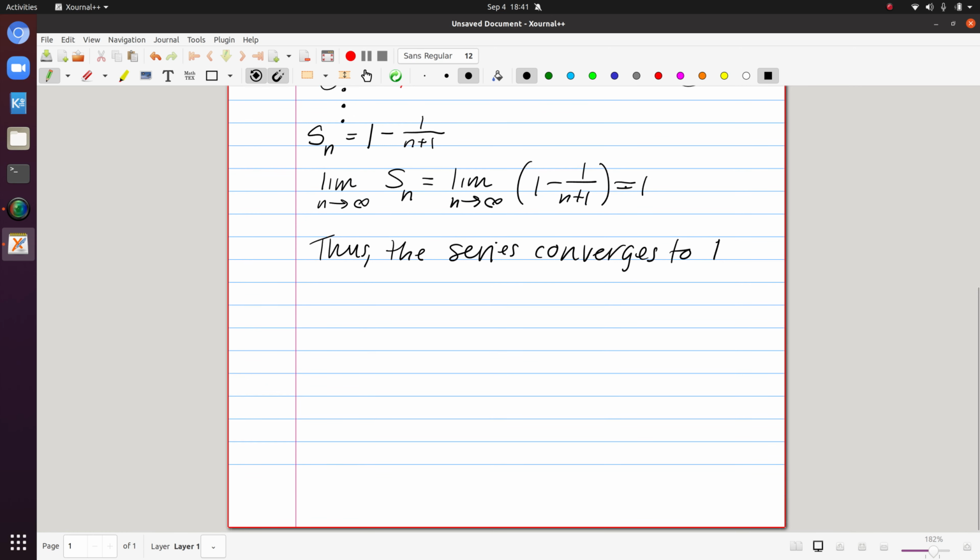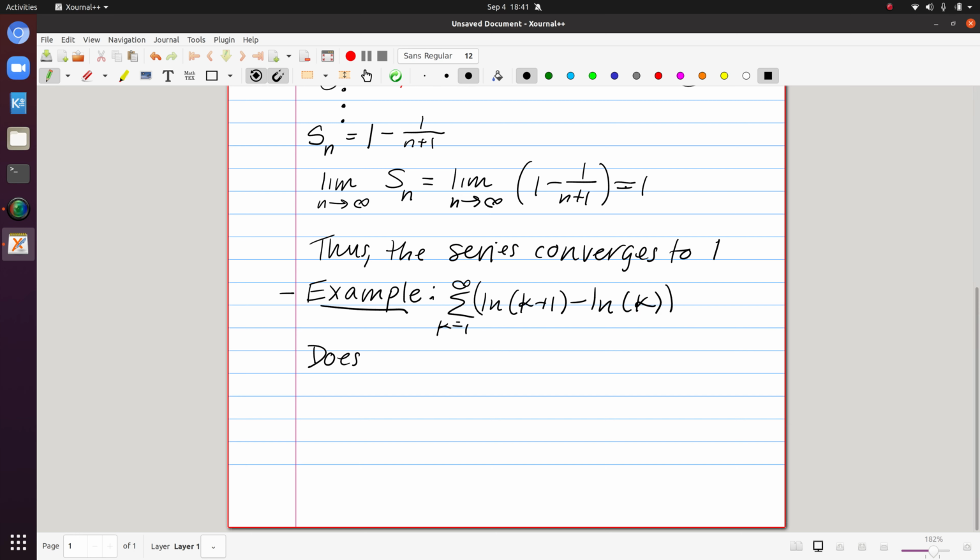So looking at another example of a telescoping sum, because I want to point out that there's not just a standard representation of a telescoping sum. If we look at the sum from k equals 1 to infinity of the natural log of k plus 1 minus the natural log of k. And again, suppose we want to answer the question, does this converge or diverge? It turns out that this too is a telescoping series.